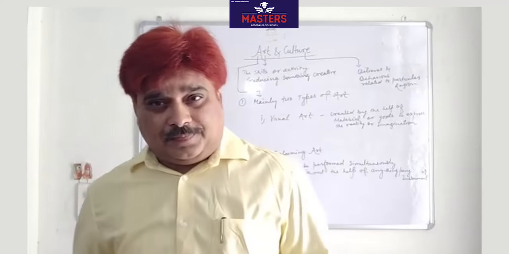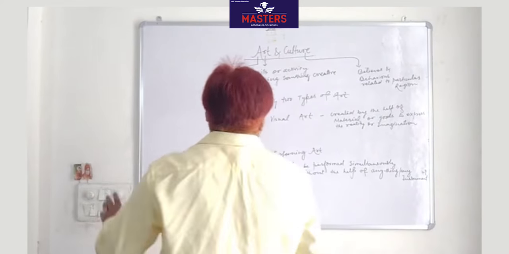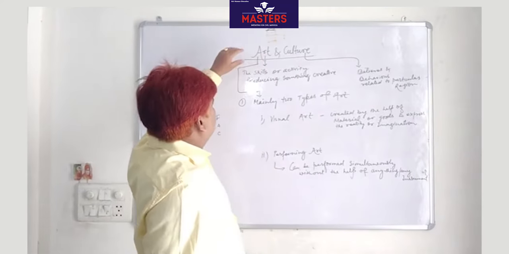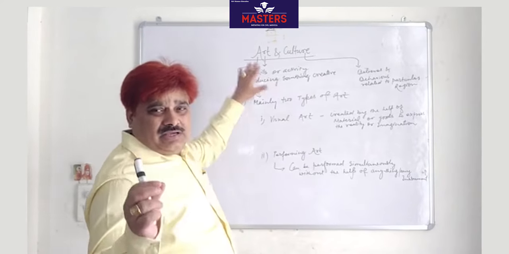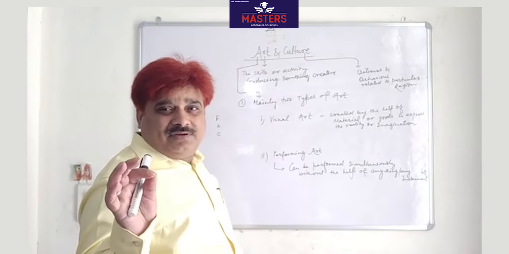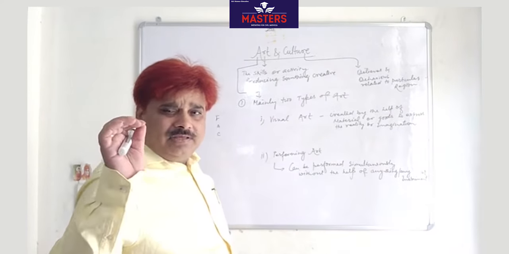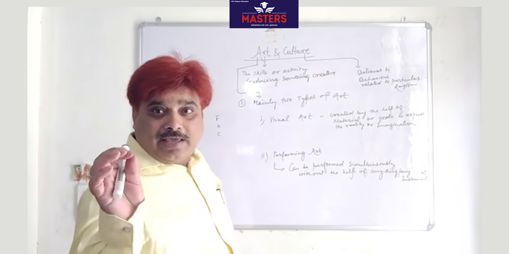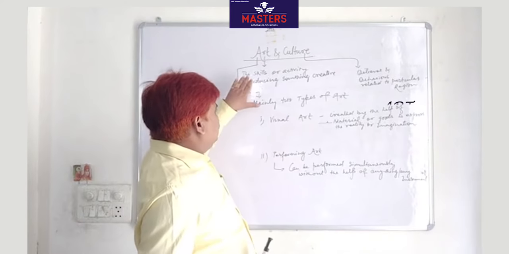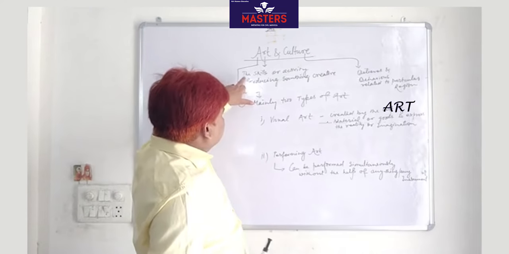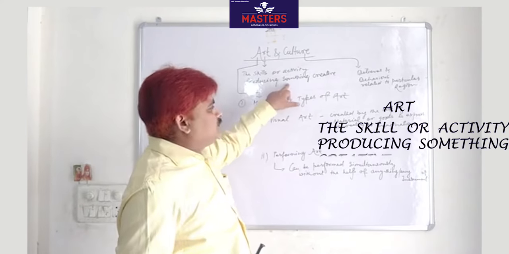Now the term for important contents. Okay. First of all, we should know about art and culture. What was the art? In brief, or in the very brief, we can say in the language of Rancho, what about art? I want to say the skills or activity producing something creative.